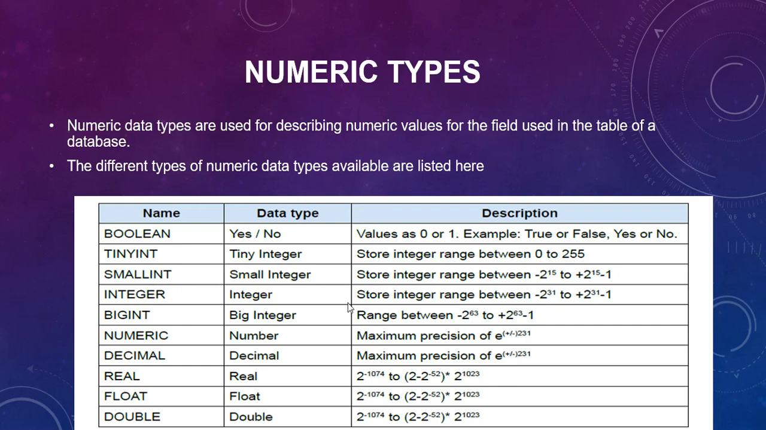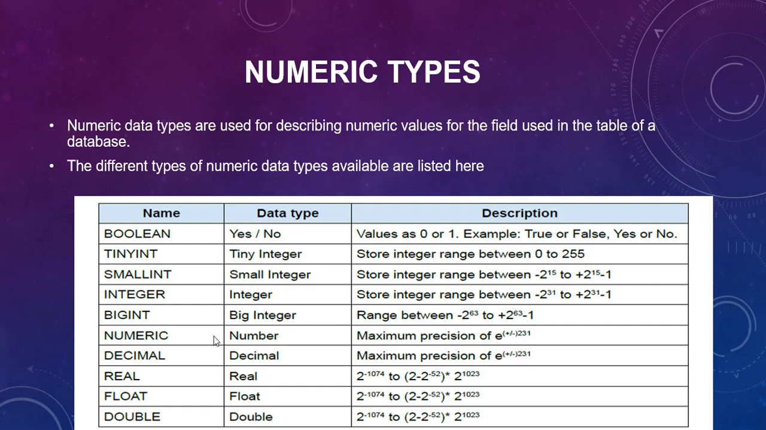The next one, integer. Integer stores the numbers range between minus 2 power 31 to plus 2 power 31 minus 1. The next one, big integer, which can be used to store a huge number of data in the table. The range of the big integer is between minus 2 power 63 to plus 2 power 63 minus 1.